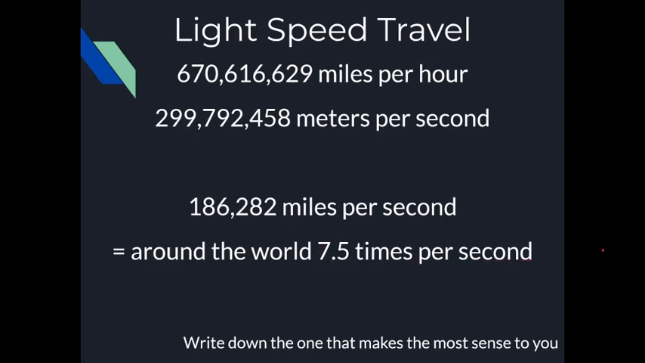So time out a second, 1, 2, 3, 4. That's each second, 7.5 times you can go around the planet Earth at that speed, how fast light travels.